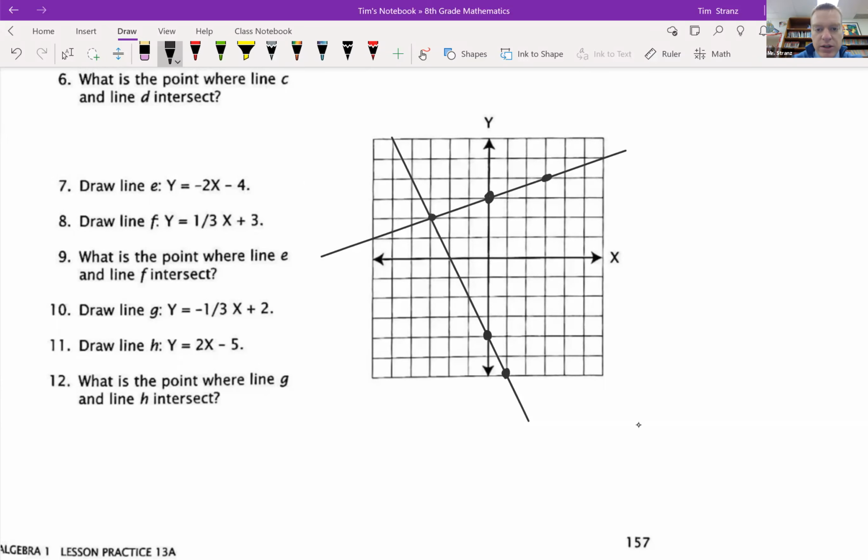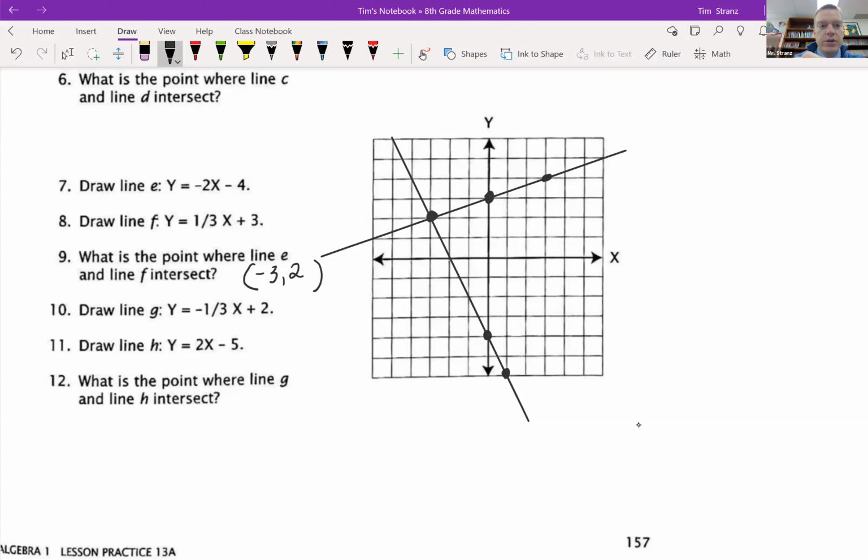Well, you can see they intersect right here. And that point is going to be a negative 1, 2, 3, a positive 1, 2. So negative 3, positive 2.